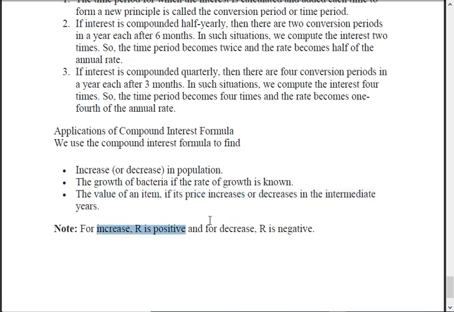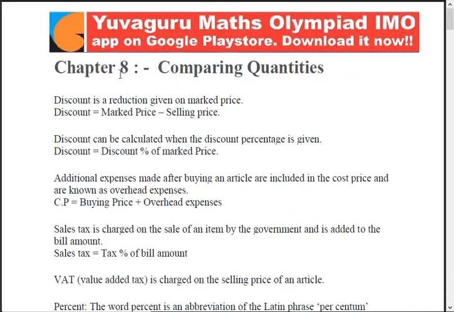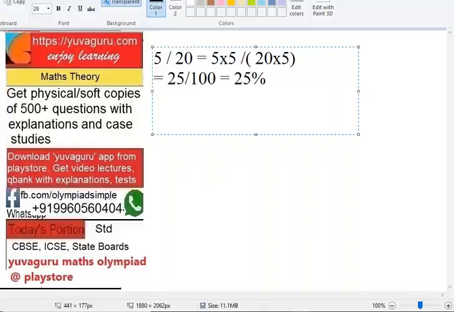For any increase, rate is always positive, and for any decrease, rate is always negative. Means if the population of a certain town decreases, then r will be negative. If the population of a certain town increases, then r will be positive. So that was the theory on comparing quantities.